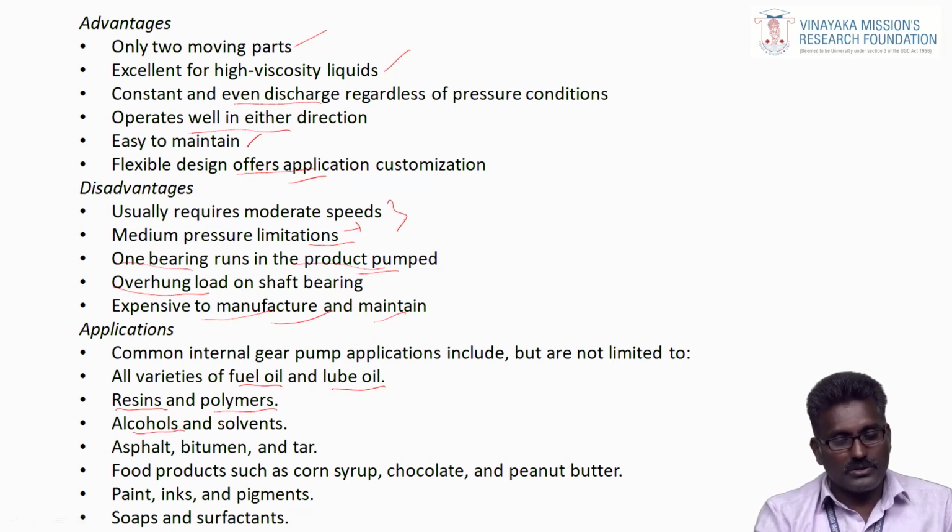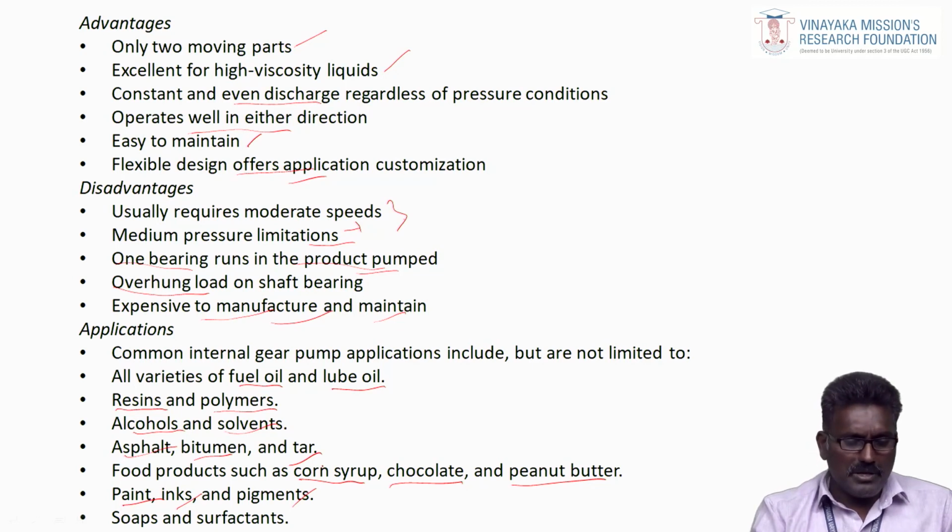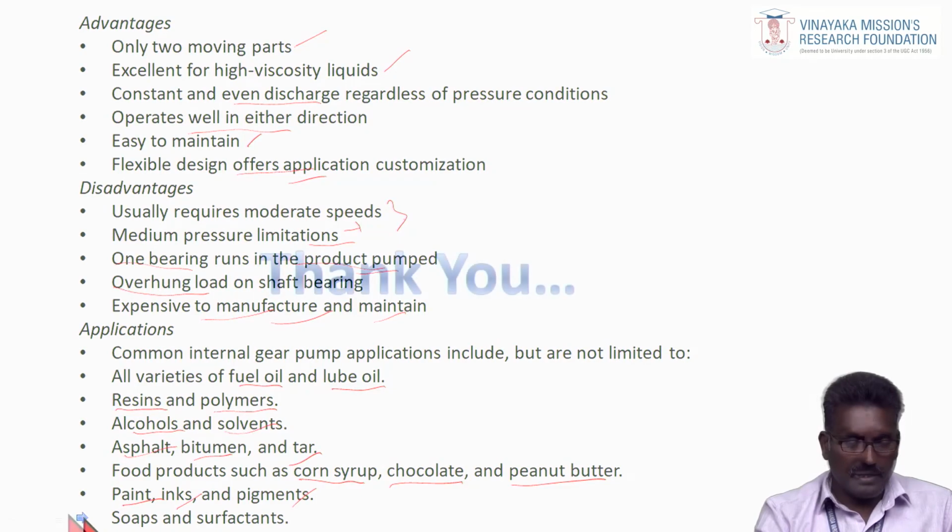Then alcohols, solvents, and asphalt, bitumen, tar, and food products such as corn syrup, chocolate, and peanut butter, and paint, ink, pigments, soaps, and similar substances. This pump is used to handle many products. Thank you.